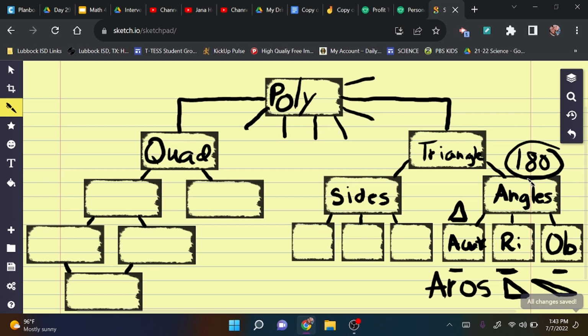So if I had 2 right angles, 90 plus 90, that's already 180. So then I'm missing that other angle because I've already hit my 180. So it has to have 2 acute. The right has to have 2 acute, and the obtuse has to have 2 acute.